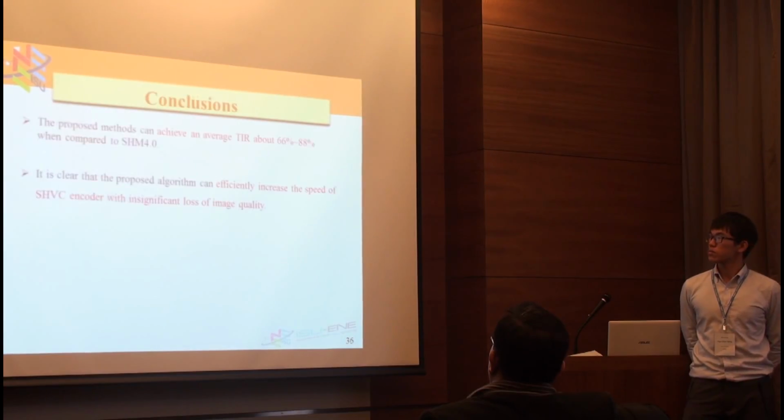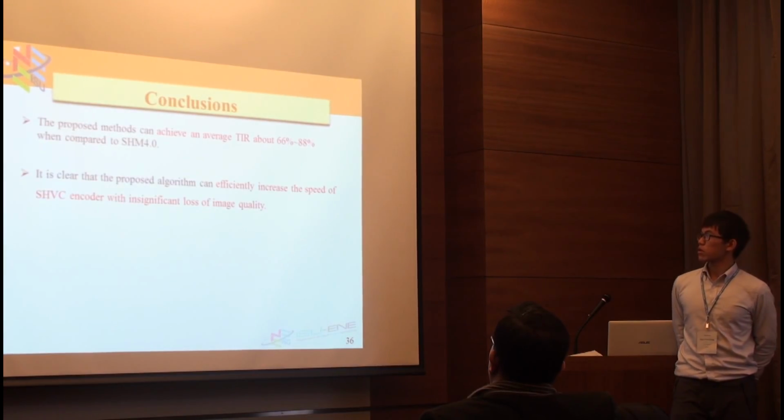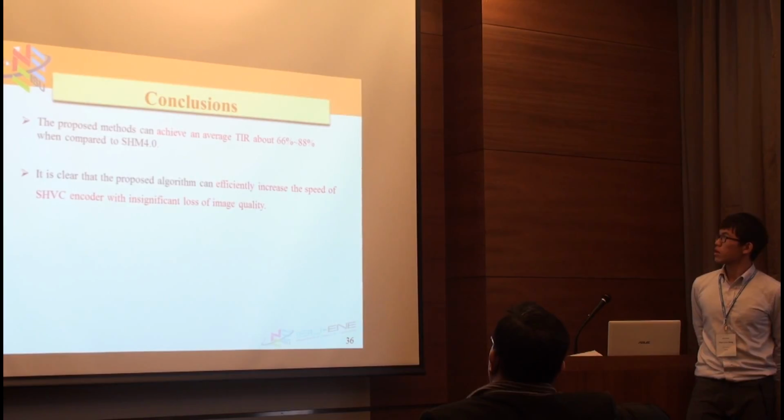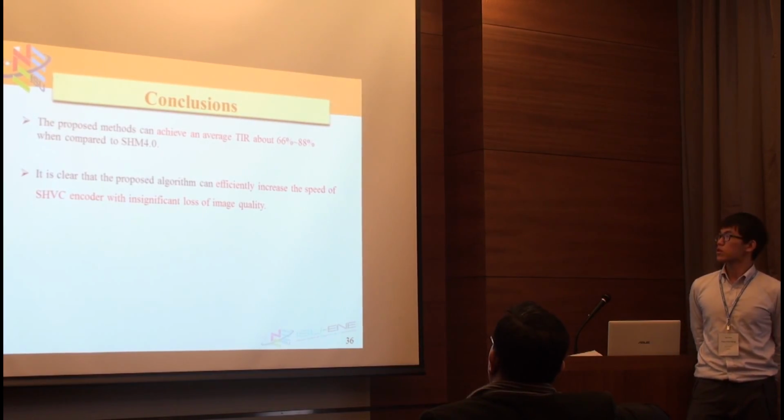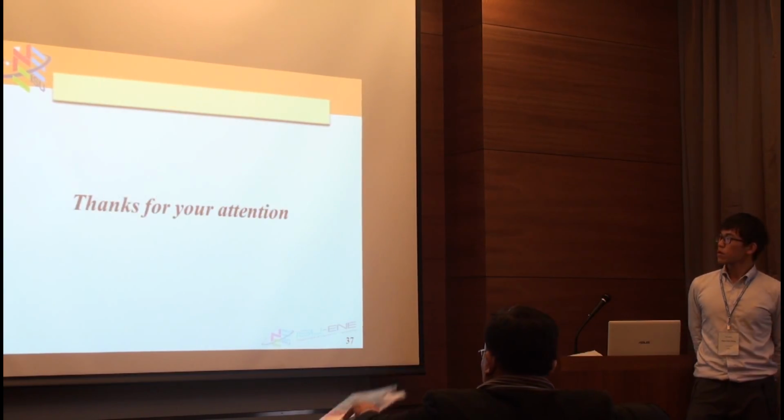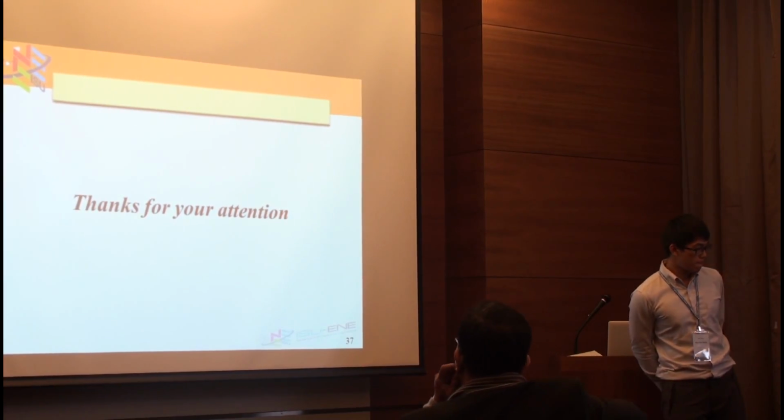Final conclusions. The proposed method can achieve an average TIR of about 66% to 88% when compared with SHM4. This shows that the proposed algorithm can efficiently increase the speed of the SHVC encoder with an insignificant loss of image quality. Thanks for your attention.